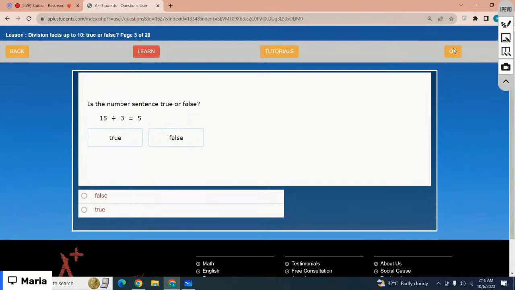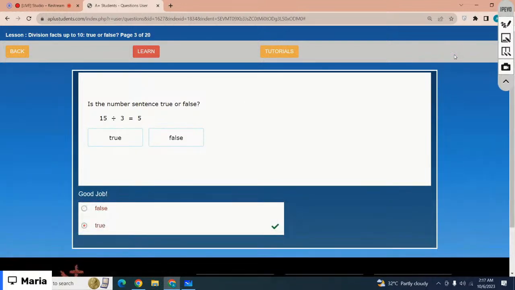Is the number sentence true or false? 15 divided by 3 equals 5. Which option is the correct one? 15 divided by 3 equals 5. Yes, that would be true. Very good. When you divide 15 by 3, the answer is 5. That would be true.